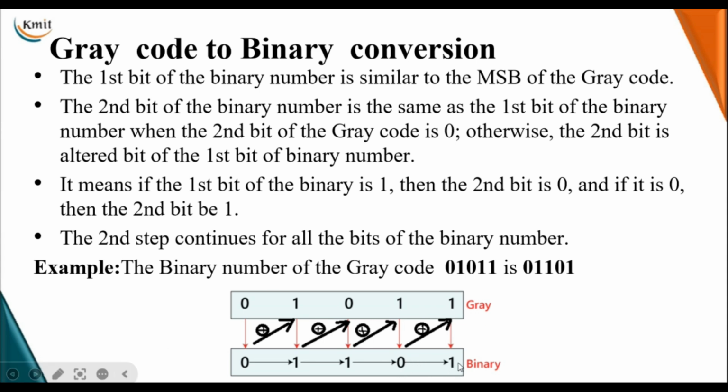Next, to obtain the fifth bit, the last bit of your binary number, perform the exclusive OR operation between 0 and 1. We obtain a logical 1, since these two are different, one is 0, another one is 1. The exclusive OR operation between two different logical levels gives an output of logical 1. So hence the binary equivalent of your given gray code 01011 is equal to 01101.